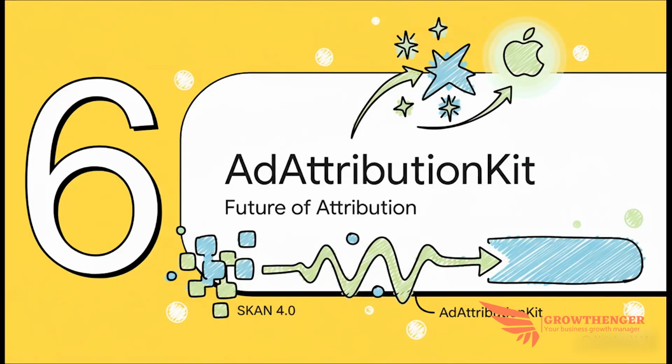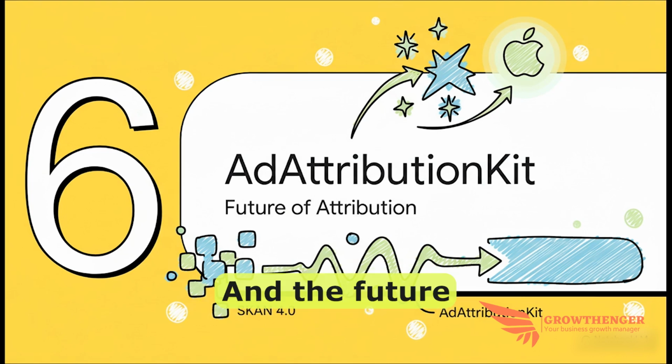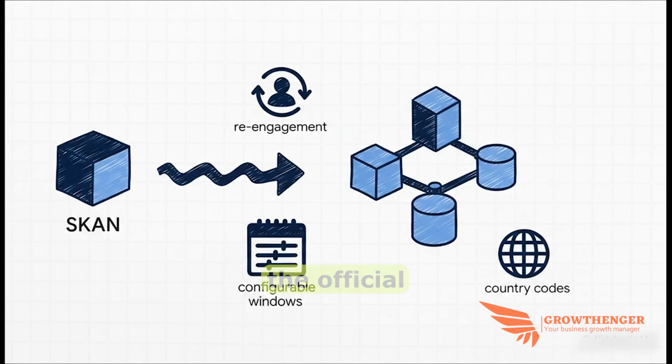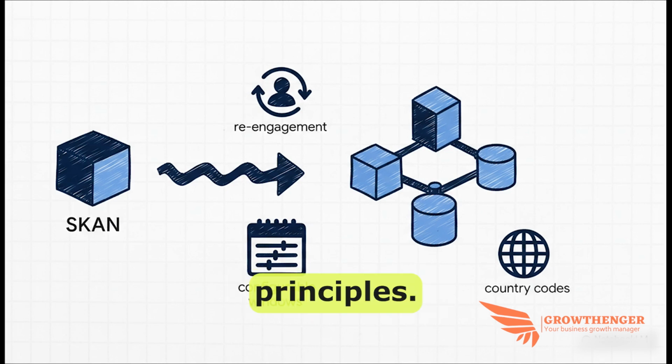Okay, and finally, just when you think you've got it all figured out, let's look at what's coming next. Apple is always evolving, and the future of its privacy-preserving attribution is already on the horizon. It's called Ad Attribution Kit, or AAK for short, the official successor to SKAN. It's built on all the same privacy principles, but it adds some features that marketers have been begging for.